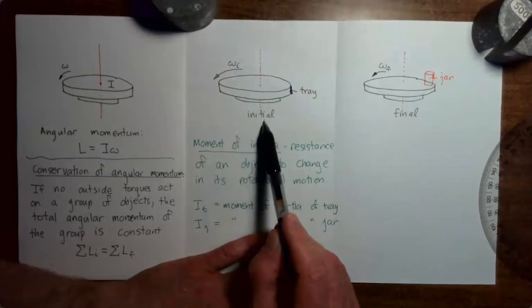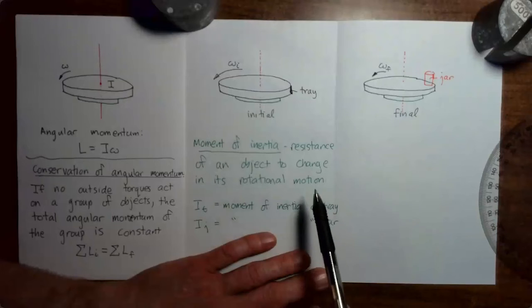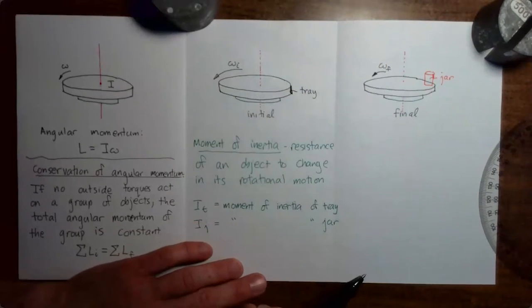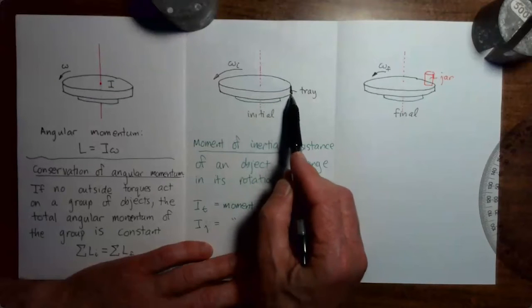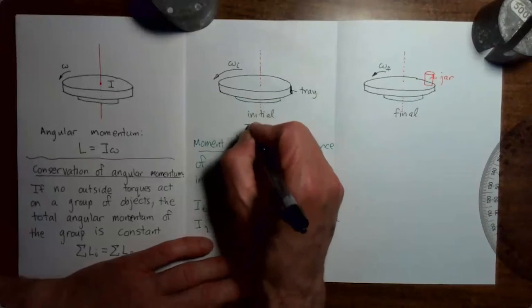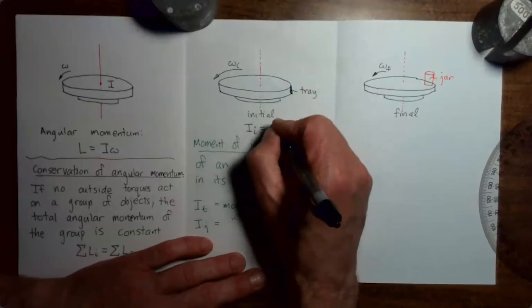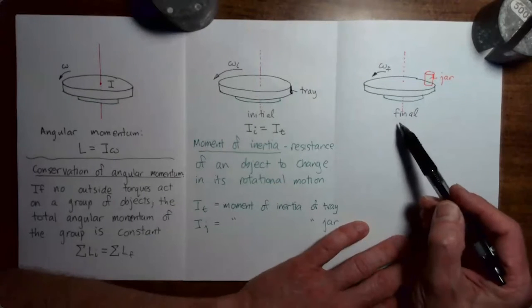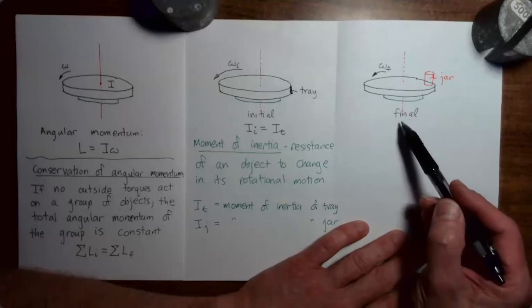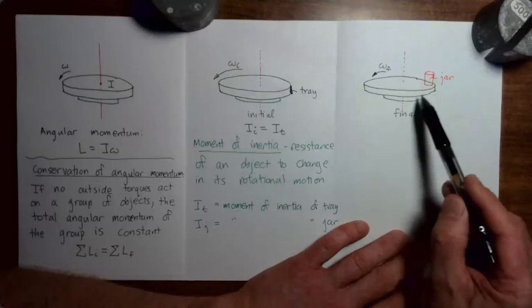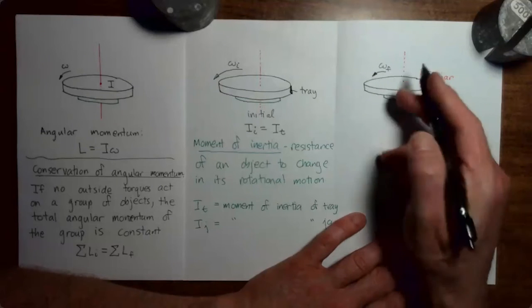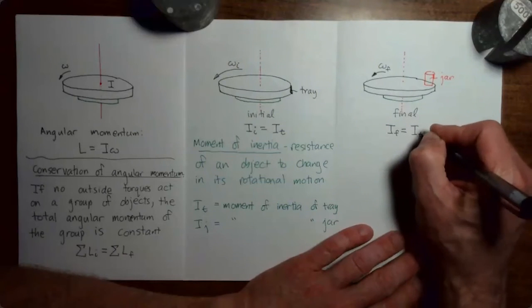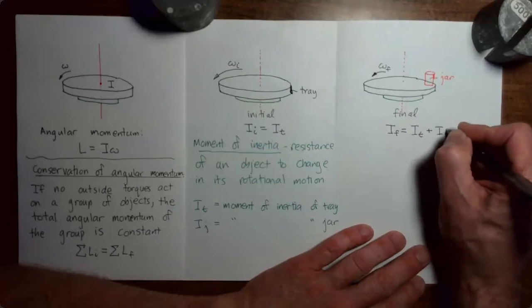In the initial situation here, what would be the total moment of inertia of everything which is rotating here? Well, in the initial situation, the only thing which is rotating is just the tray by itself. So the moment of inertia in the initial situation would just be the moment of inertia of the tray. How about the final situation? In the final situation, both the tray and the jar are participating in the rotation. So the moment of inertia in the final situation would be the moment of inertia of the tray plus the moment of inertia of the jar.